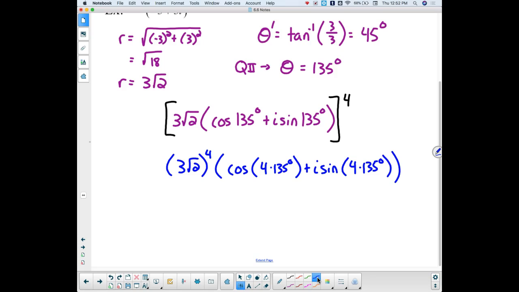3 square roots of 2 to the 4th power is like 3 times 3 times 3 times 3, which is 81, times the square root of 2, times the square root of 2, times the square root of 2, times the square root of 2, which is 324.